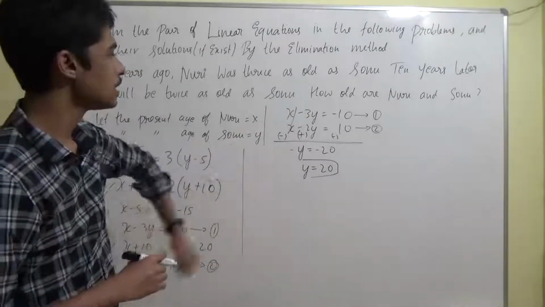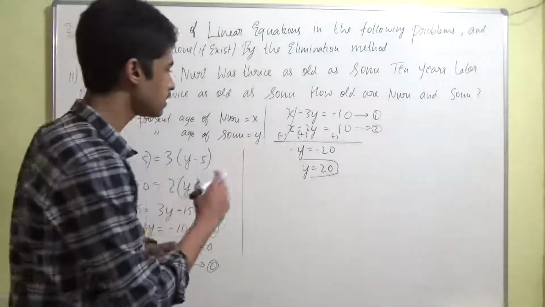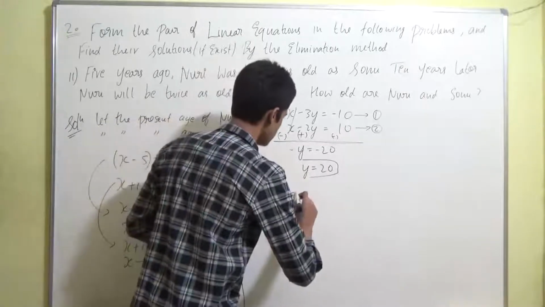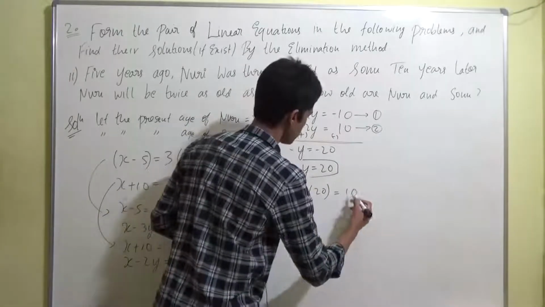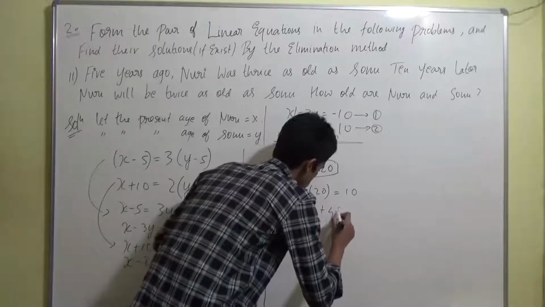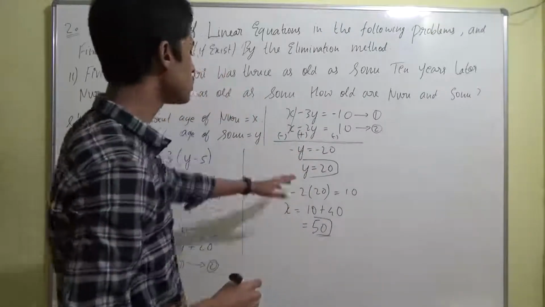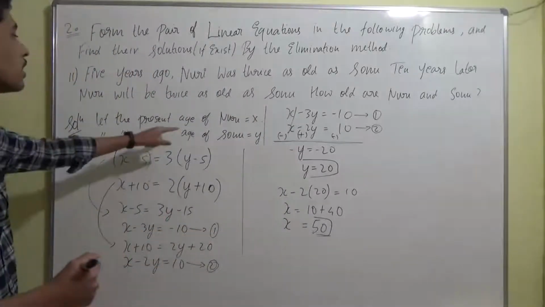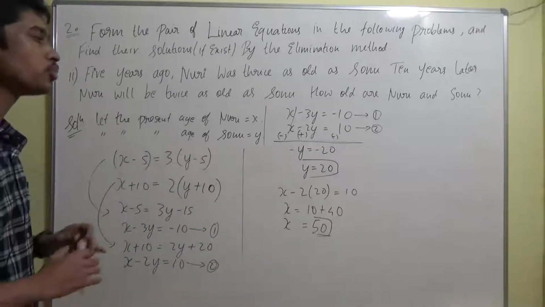Now let's find the value of x. To find the value of x, what will you be doing? You will substitute the value of y in any of the two equations, either 1 or 2, and then you will get the value of x. So I'll substitute in equation 2, right? x minus 2 into, in place of y we are placing 20, equal to 10 they have given us, which means x equals 10 plus 40, which becomes 50. So the value of y is 20 and the value of x is 50. That's it, right? So what's the age of Noori? Noori's present age is 50 years and Sonu's present age is 20 years.